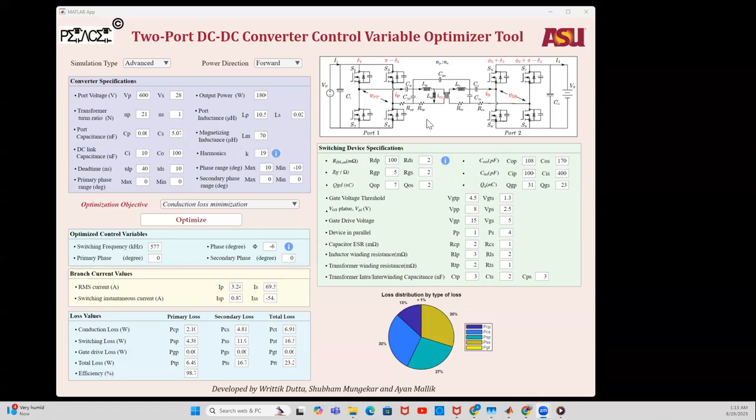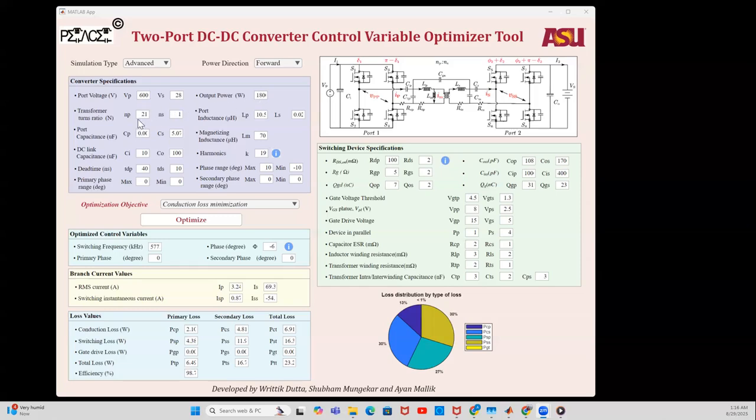After we have talked about the circuit diagram, let's get to the converter specifications. So what this tool does is, for a given voltage and power condition, and for the inputs of the semiconductor devices, it calculates the control variables required to achieve that particular voltage and power conversion. For that, we need to define the port voltages. VP we have defined to be 600 volts, VS to be 28 volts. The required power transfer is defined to be 1800 watts.